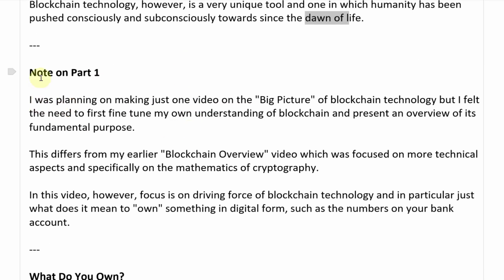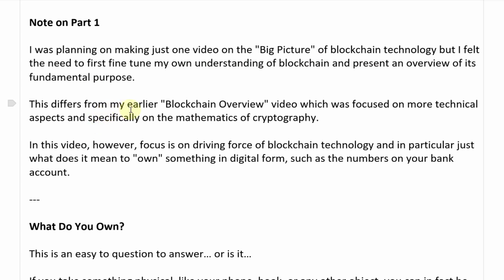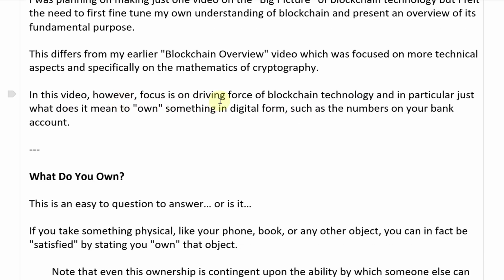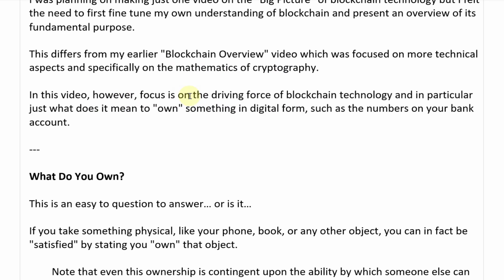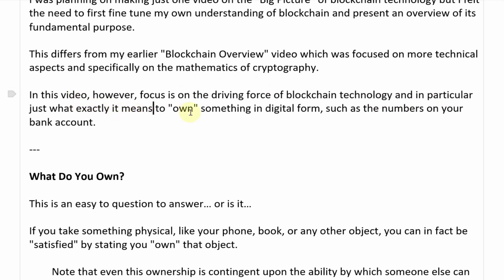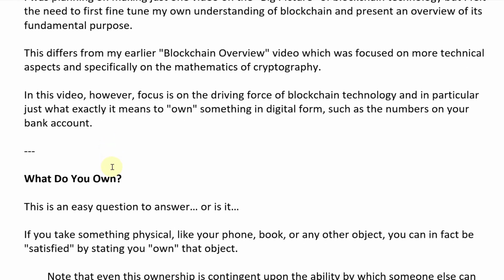Let's jump right in. So, a note on part 1. I was planning on making just one video on the "big picture" of blockchain technology, but I felt the need to first fine-tune my own understanding of blockchain and present an overview of its fundamental purpose. This differs from my earlier blockchain overview video, which focused on more technical aspects and specifically on the mathematics of cryptography. In this video, however, the focus is on the driving force itself. In particular, just what does it mean, or better yet, what exactly does it mean to "own" something in digital form, such as the numbers on your bank account? Let's look at this question right here.